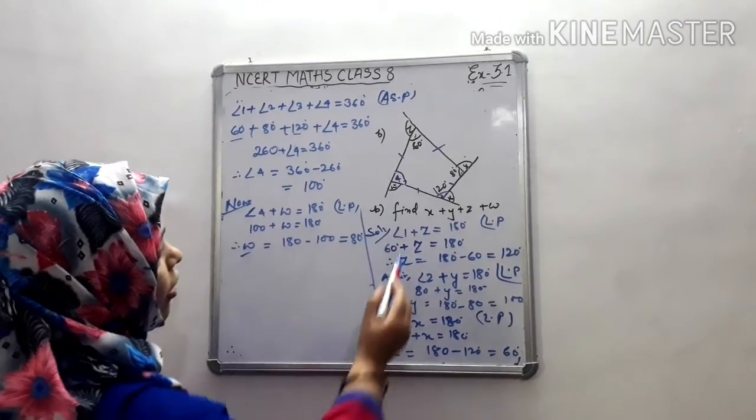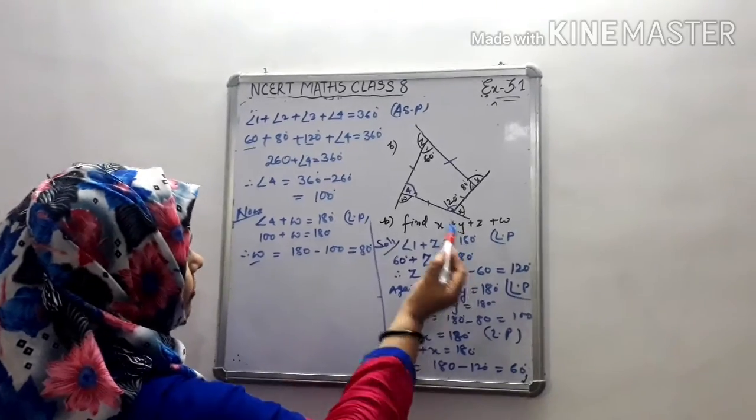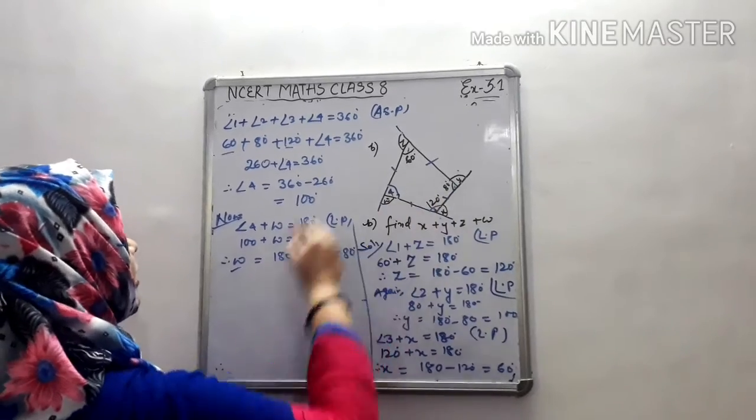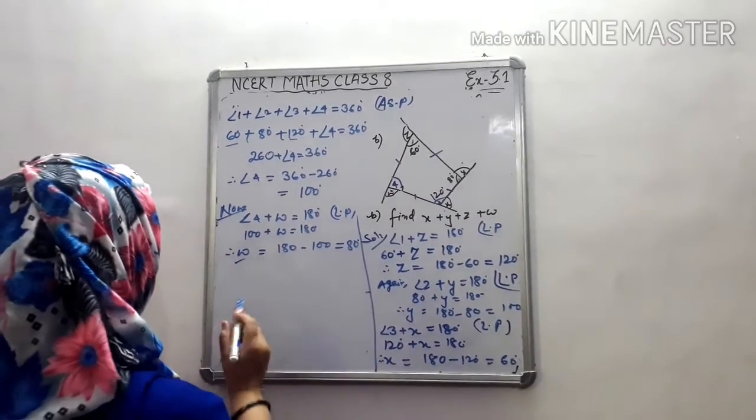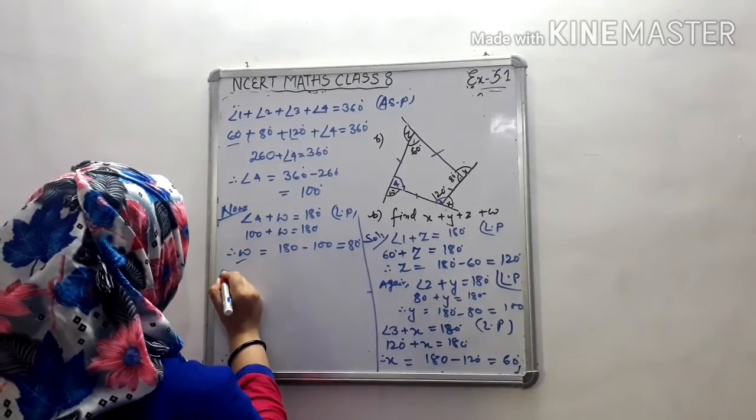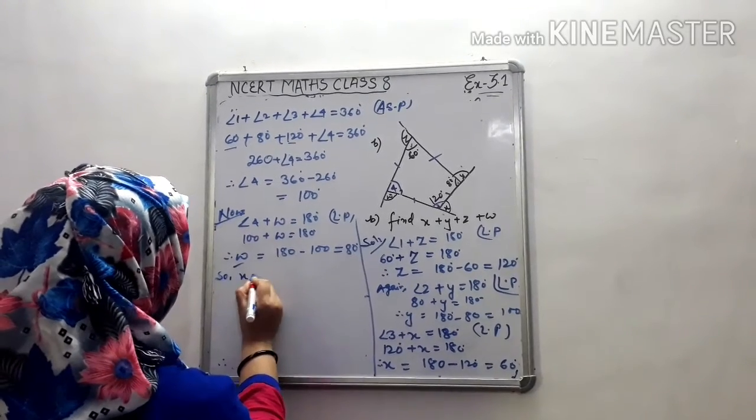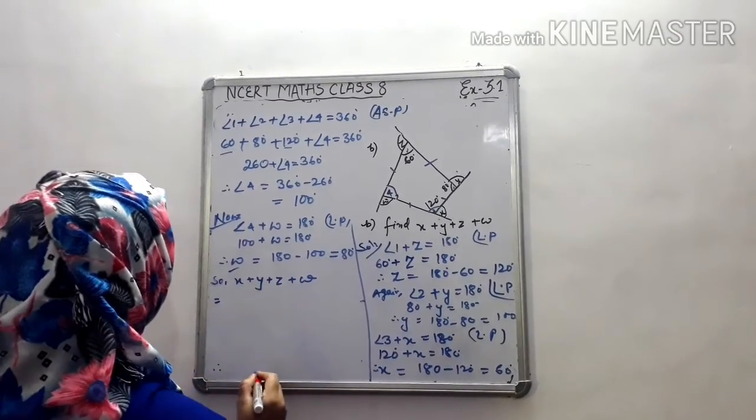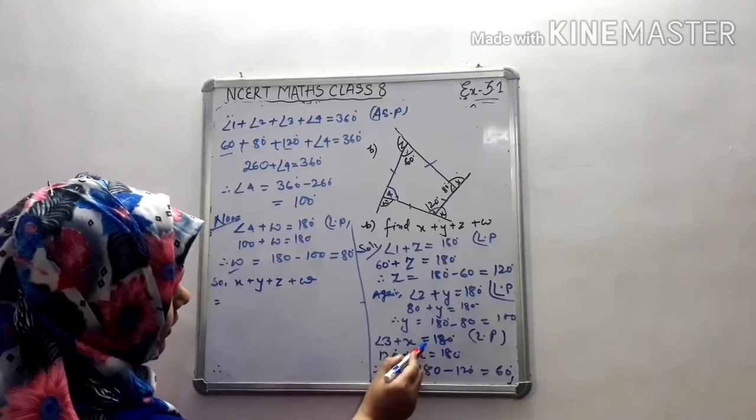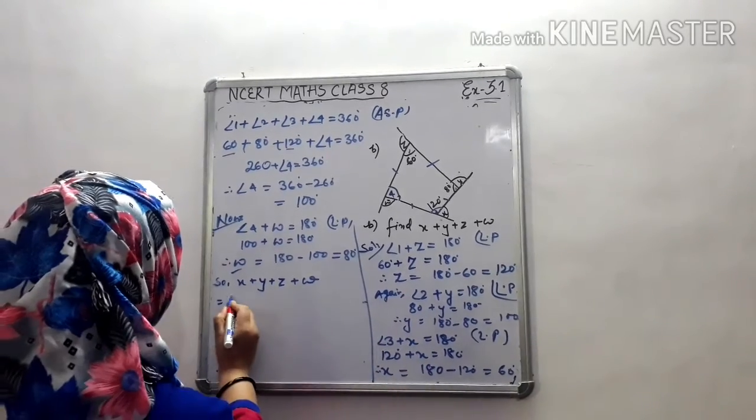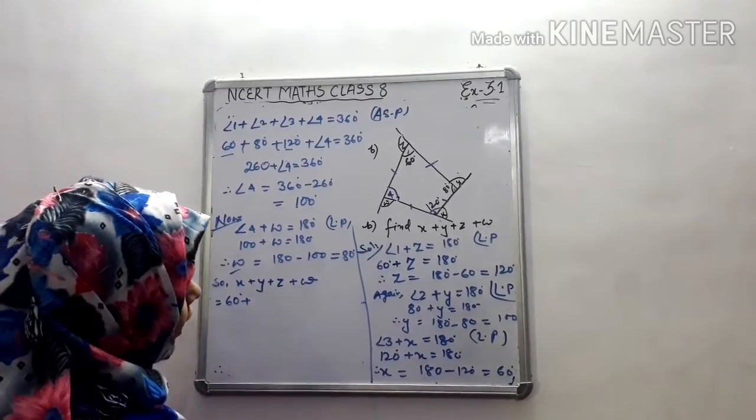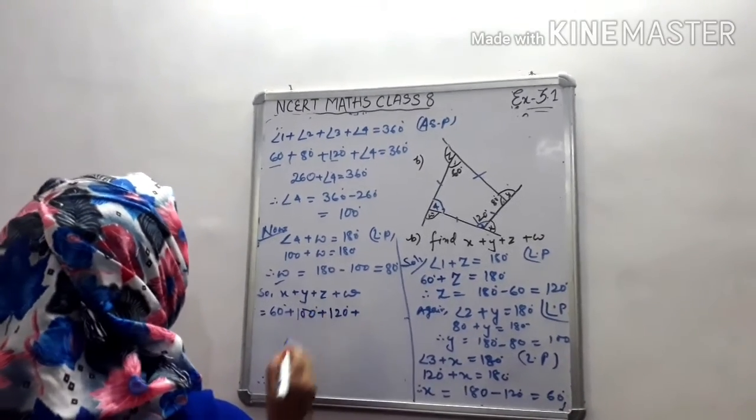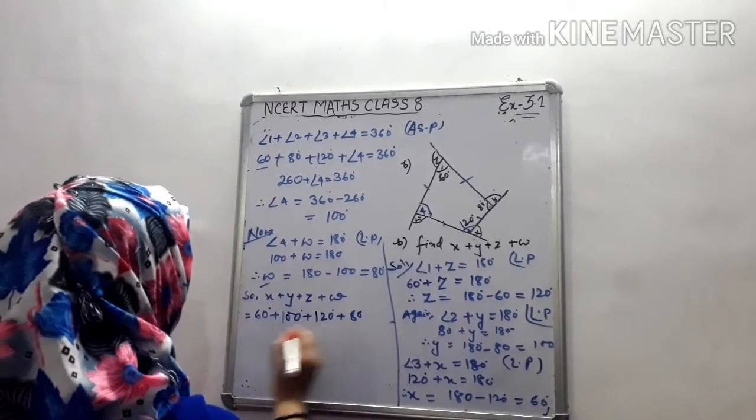But the question is saying, find the value of x plus y plus z plus w. We have to add all the values of these external angles x plus y plus z plus w. So x plus y plus z plus w is equal to what? What is the value of x? The value of x here is 60 degrees. What is the value of y? 100 degrees. What is the value of z? 120 degrees. What is the value of w? That is 80 degrees. Now add it.